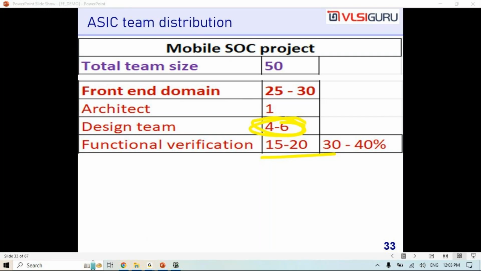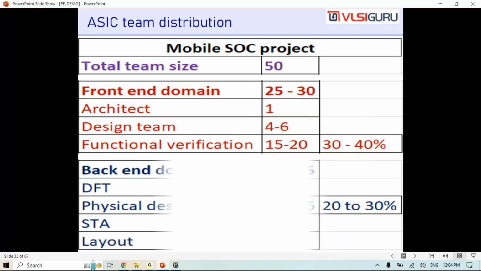But when I'm verifying, I have to verify everything thoroughly. Is everything working fine or not? There I need more verification engineers. So what percentage of the team is verification engineers overall? 30 to 40%. Of my 50 people, up to 40% is the verification team.